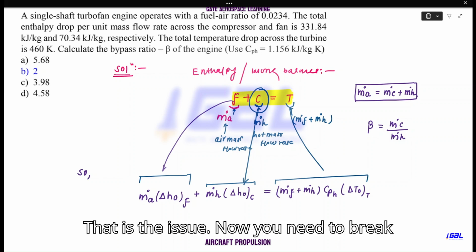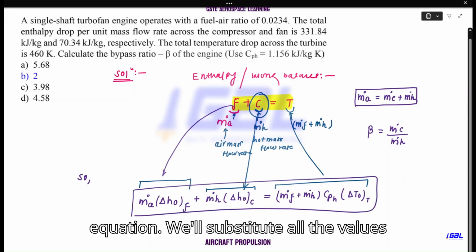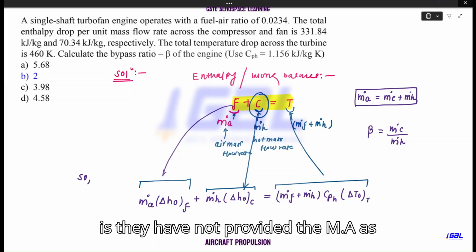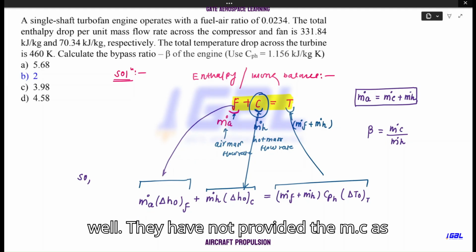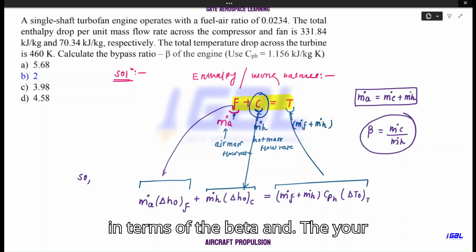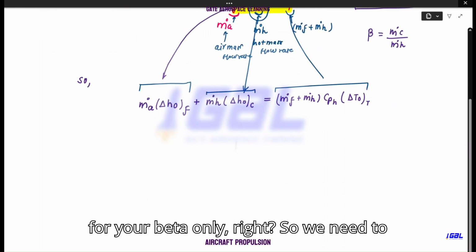Now you need to break down this equation. You might think that this is a straightforward equation, we'll substitute all the values and get the answer, but they have not provided m dot a, and they have not provided m dot c either. So you need to modify this equation in terms of beta. The question is asking for beta only, right? So you need to modify this equation.